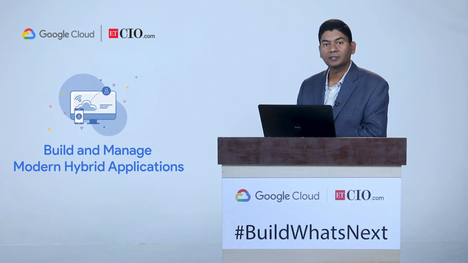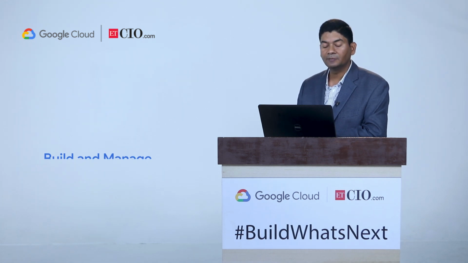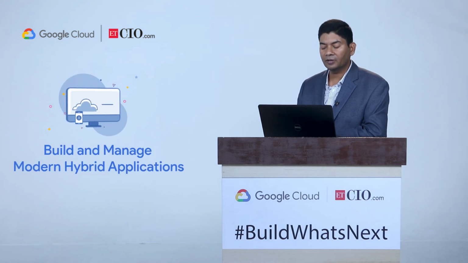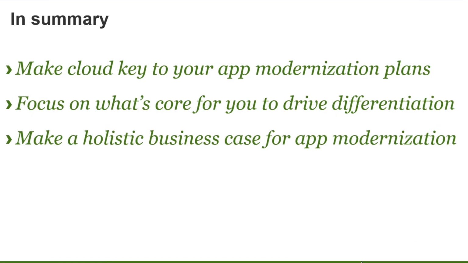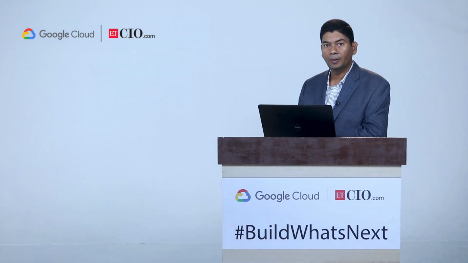So your business case framework has to be much more exhaustive and complete when you look at app modernization, or for that matter any business case that you're trying to build. But in the context of app modernization, you can look at some of these newer flexibilities and some of the newer technology risk elimination characteristics that you may need to factor in for completing your business case. So in summary, I'm going to just leave you with 3 points. One is you have to make cloud key to your app modernization plans. You have to focus on what's core for you to drive differentiation, and separate it from the contextual requirements, and then you have to make a holistic business case for app modernization, not just limited to benefit and risk.